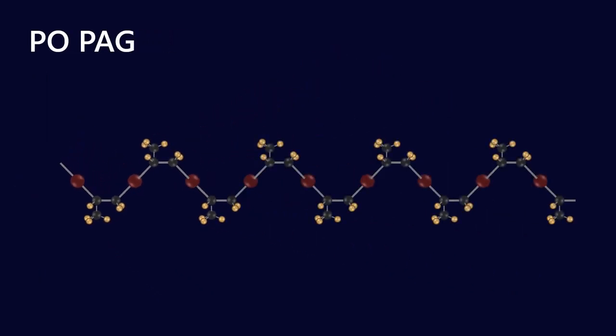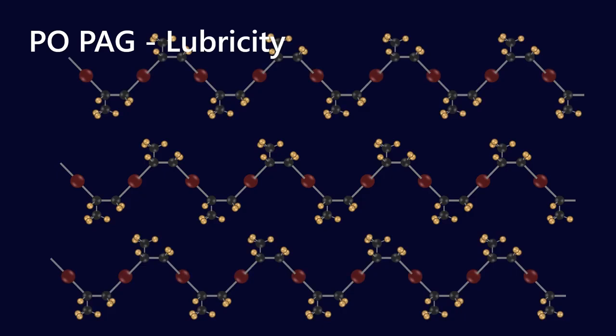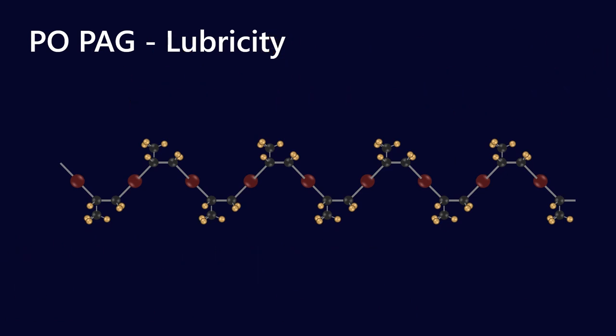So if we go down to our PO PAG and we make it a little bit longer, now when we look at the structure, we can get an idea for some of the physical characteristics of PO PAGs. As an example, PO PAGs have excellent lubricity and therefore very low traction coefficients. You can see that if I slide these molecules past each other, because they have such regular structures and they're all quite flat and they don't really have any branched structures coming off them, at an atomic level they're going to slide past each other very readily and therefore have very low traction and very low, if you like, internal friction. So this gives them incredible lubricity.